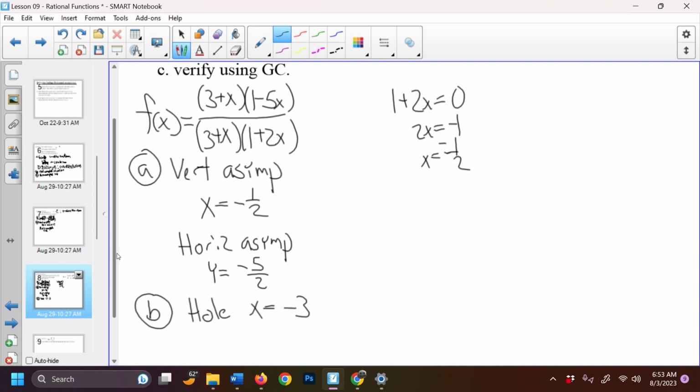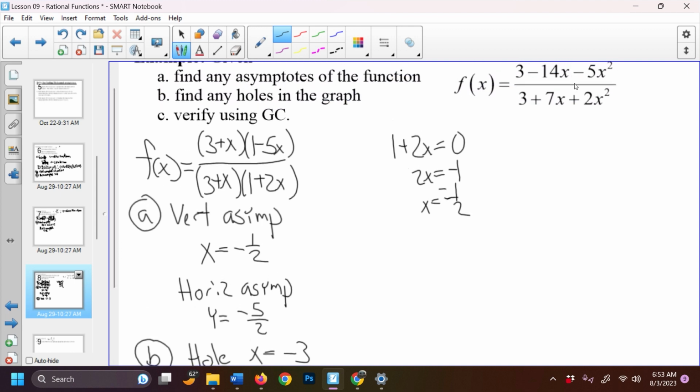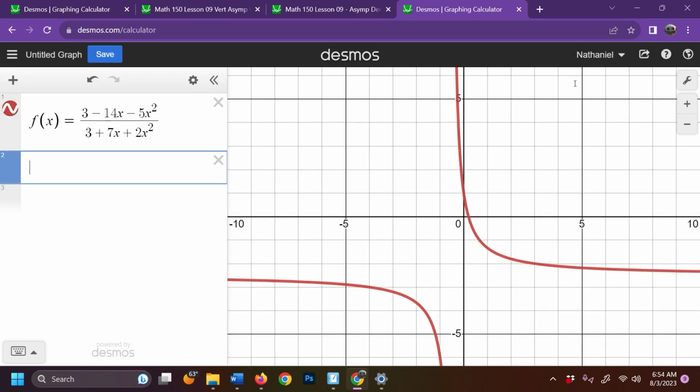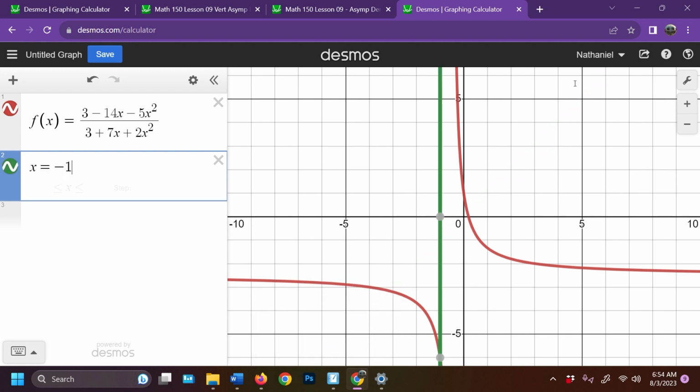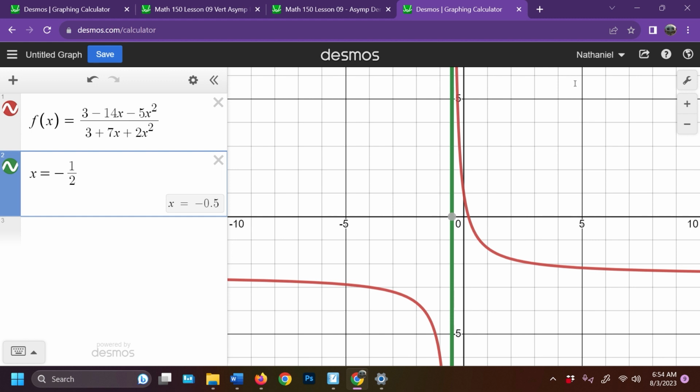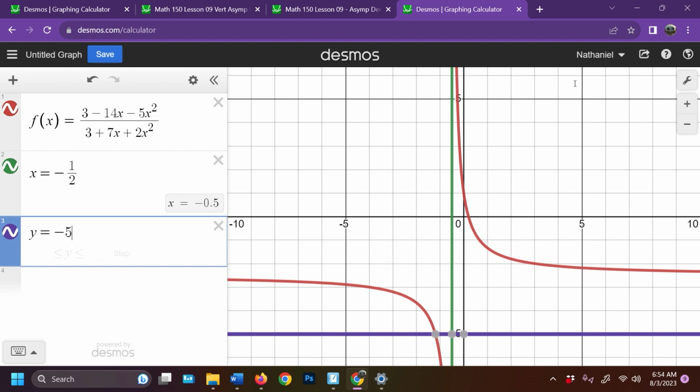So let's plug this thing back into Desmos and show that all of the things that we found are true. And so here we have our graph, and we said that we had a vertical asymptote at x equals negative 1/2. That looks right. And a horizontal asymptote at y is equal to negative 5 over 2.